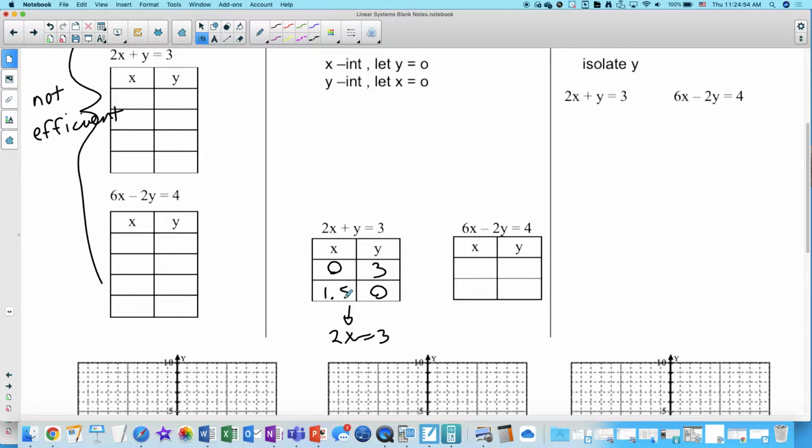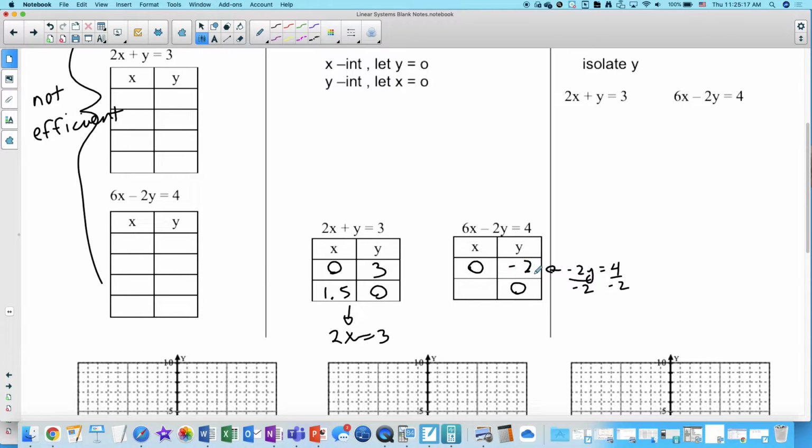Okay, then I'm going to do the same thing here. Okay, so if x equals 0, I'm solving the equation negative 2y equals 4. So this guy, what would y be? Not 2, almost. Negative 2, because we got to divide by negative 2.